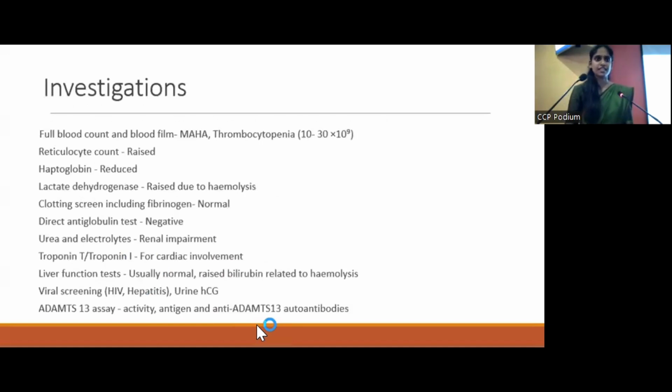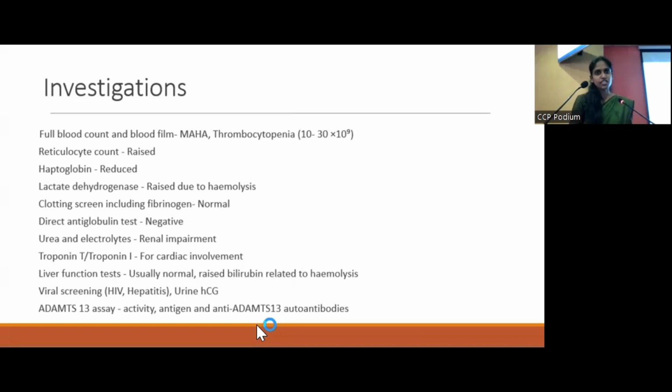So what are the investigations? In the full blood count and blood film, we can see the microangiopathic hemolytic anemia and thrombocytopenia. Usually the hemoglobin value is between 8 to 10 and platelets are severely reduced, usually less than 30. Because of the hemolysis, retic count is raised, LDH is increased, and haptoglobin is reduced. Coagulation screening, including fibrinogen, is normal. Direct Coombs test is negative. According to the organ involvement, renal function, liver function, and cardiac biomarkers will be altered.